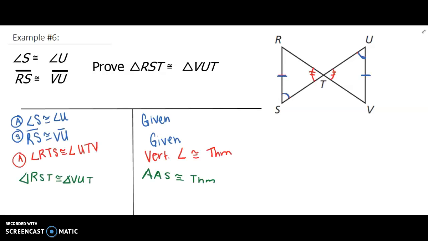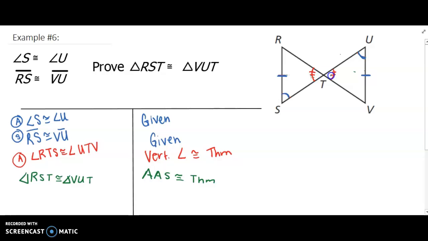All right, guys, hopefully you were able to get this one on your own. This one wasn't too bad. So we're given that S and U are congruent, and they're marked, and then RS and VU are congruent as well, so they're marked. So I'm given an angle and a side right off the bat. When I look at this figure, and you guys should start seeing these things, these vertical angles should pop out at you. Anytime you have vertical angles, that's kind of a freebie.